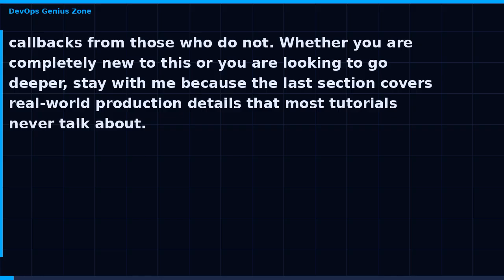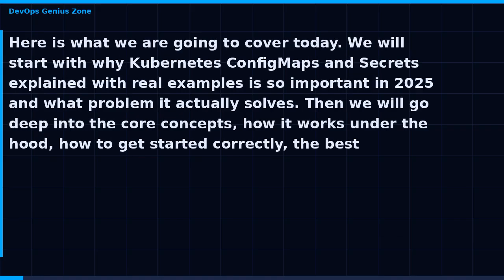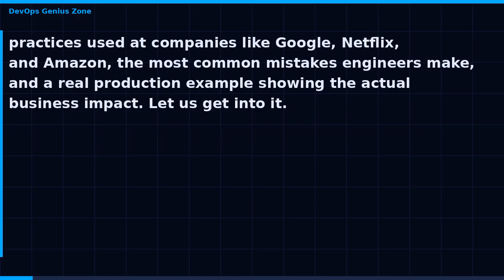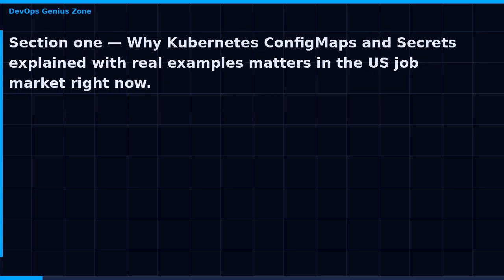Here is what we are going to cover today. We will start with why Kubernetes ConfigMaps and Secrets explained with real examples is so important in 2025 and what problem it actually solves. Then we will go deep into the core concepts, how it works under the hood, how to get started correctly, the best practices used at companies like Google, Netflix, and Amazon, the most common mistakes engineers make, and a real production example showing the actual business impact. Let us get into it.